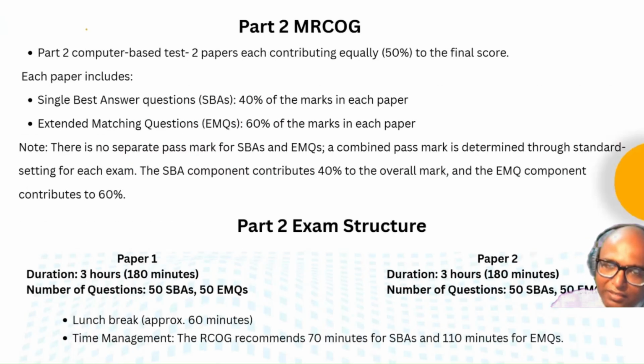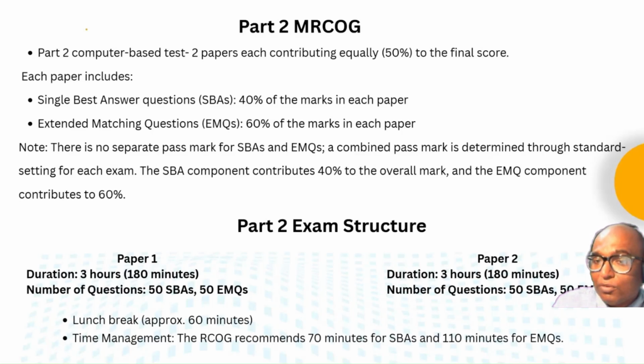Your preparation should be in that particular format. Now coming to the second part of MRCOG, Part 2 is also a computer-based test. It will also have 2 papers. They will contribute equally, that is 50% to the final score. There are 2 types of question. In Part 1, we discussed there were only single best answer questions. Here, there are 2 different types of question. One is single best answer questions, in which you will have 5 options. And another is EMQ. EMQ will have 12 to 15 options. Many options are there, out of which only one is correct.